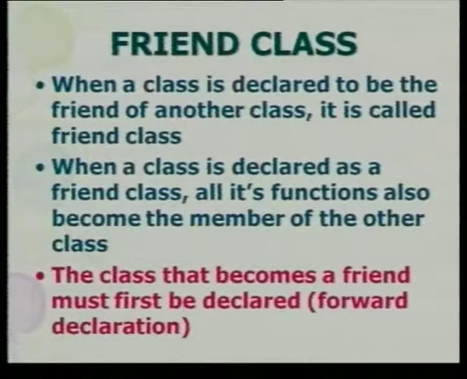The class that becomes a friend must first be declared, forward declaration. So, when you are declaring a particular class to be a friend of another class, first you should know what all is available in that particular friend class, otherwise what is the point in declaring it to be a friend. When you declare another class to be a friend of a particular class, what are the availabilities in that friend class, what functions are available, in what way it is useful for this particular class is to be known.